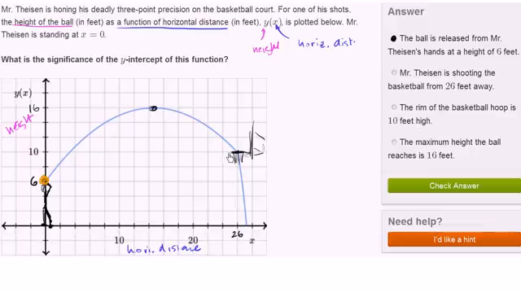Once again, that's true. You can see it right over there. But that's not the significance of the y-intercept. The maximum height the ball reaches is 16 feet. Well, once again, that is true. But that's the significance of this maximum point on the curve. That's not the significance of the y-intercept. So we'll go with this first choice.